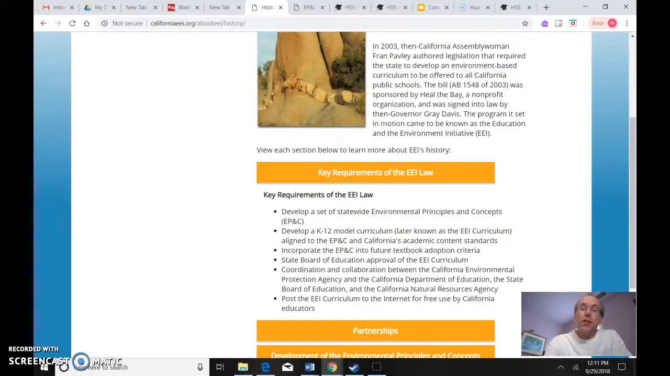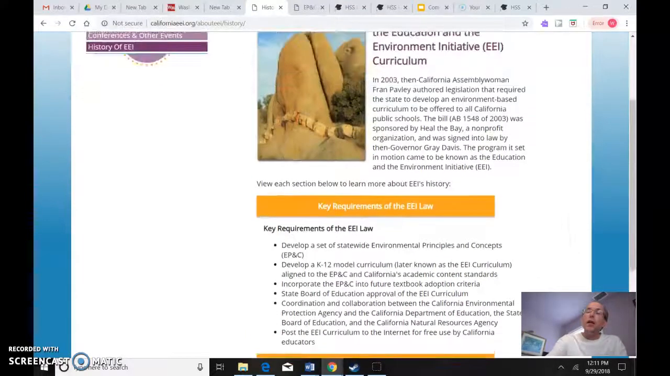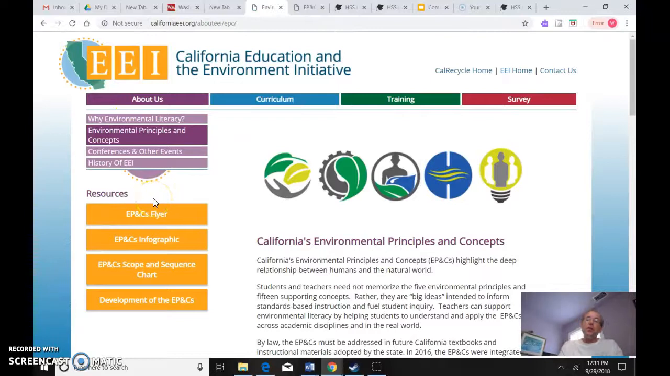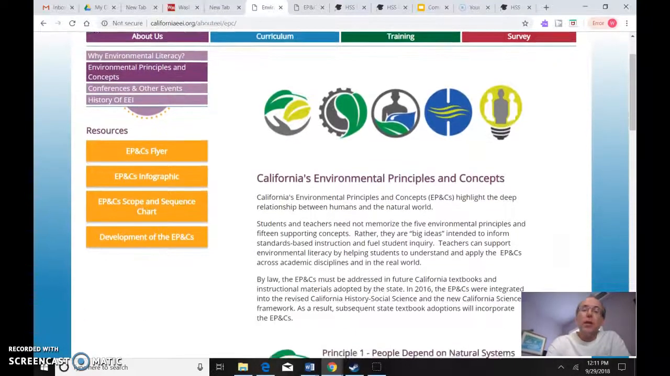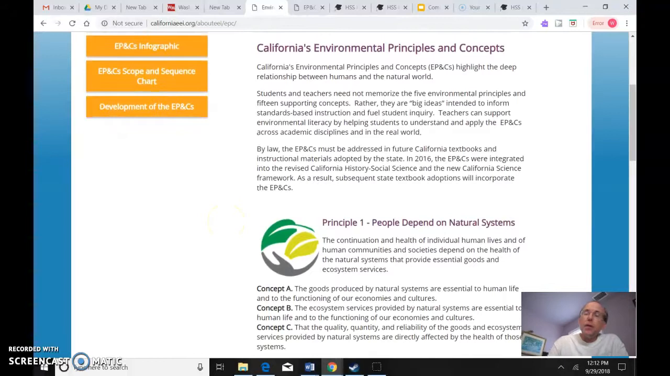Over the next several years, they went through a long process of developing, field testing and modifying both the principles and the curriculum. What they came up with in terms of the California Environmental Principles and Concepts are 5 big ideas and 15 supporting concepts that examine the relationship between humans and the natural world. My cohorts, my co-PLC people, will go into both the principles and the curriculum in more detail.